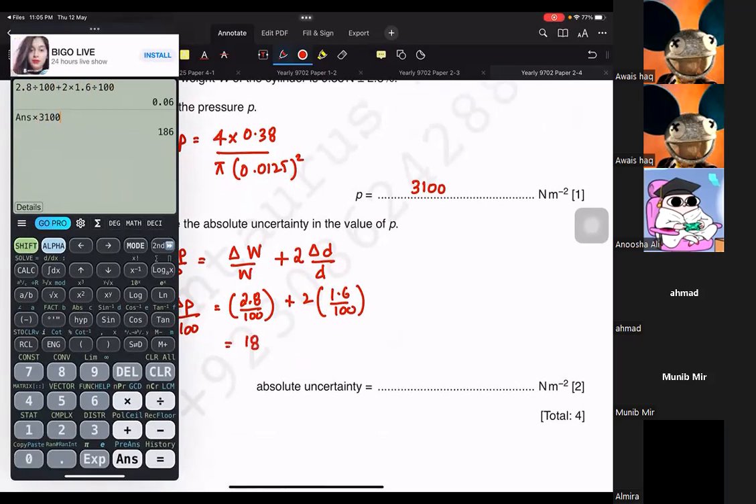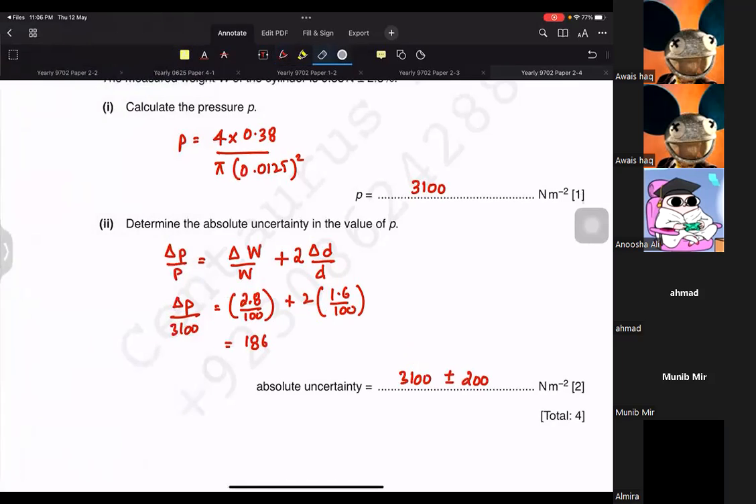That's equivalent to 186. Now, how would I write it? I would write 200, and it should be one significant figure, then plus or minus, and then 3100. So the decimal places in this answer are the same, so that's great. We get the answer.